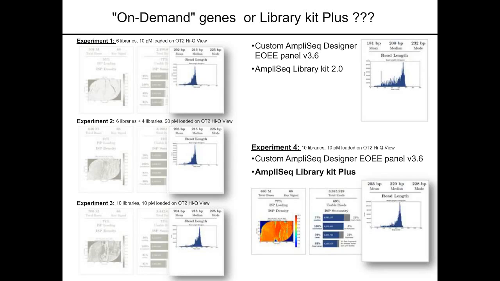So obviously the AmpliSeq library kit, the chemistry with which we now process our panel, is very good and is obviously a key element in the good results we obtain. If you compare these two results, it's obvious that the chemistry makes a definite difference.